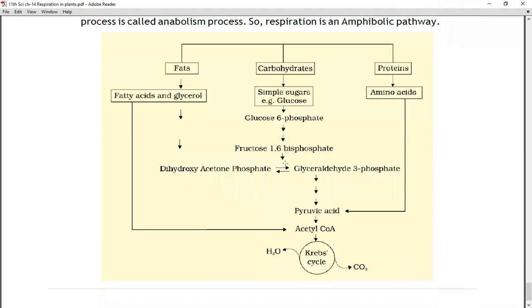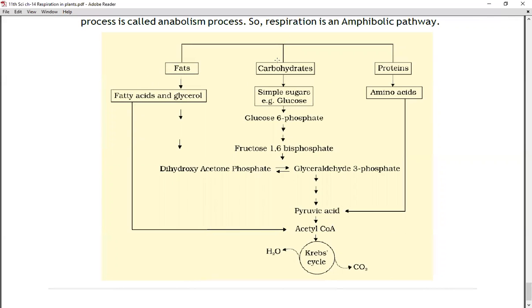So let's see this flow chart. You can see the three main biomolecules over here. The first is the fats, the second is the carbohydrates, and the third is the proteins, right? So upon the breakdown of these fats, they are converted into fatty acids and glycerol. Further, they get converted into a compound which is known as acetyl-CoA. And this acetyl-CoA enters inside the Krebs cycle, right? So this is the first, that is the fats. They are entering into the respiratory pathway in the Krebs cycle.